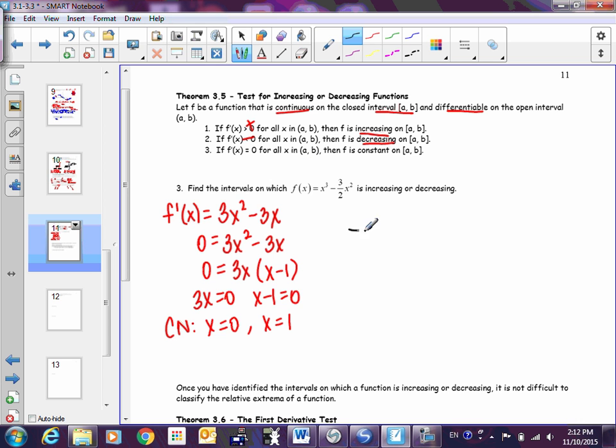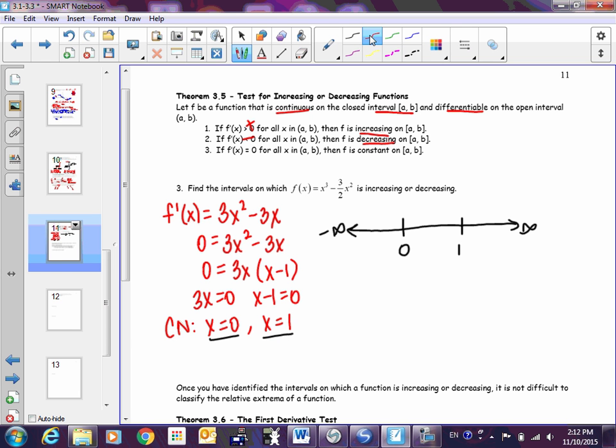Okay, first we're going to draw a number line. So this is the new stuff for today. We haven't done this yet. On the left, I want you to write negative infinity, and on the right, I want you to write infinity, and I want you to put your two critical numbers on the number line, and you really need to be careful and make sure that they are in the correct order.